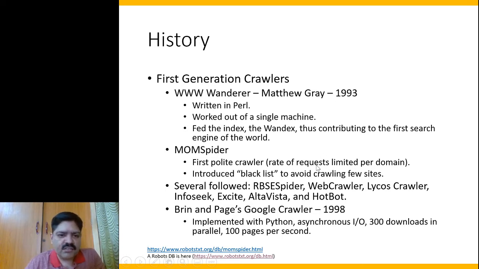So this contributed to the first search engine of the world as we know. This was in 1993. And then the MOMspider is called the first polite crawler. And then we also have RBSE Spider, WebCrawler, Lycos Crawler, InfoSeek. So these were all search engines that showed up in the late 90s. And finally, we had Google's crawler in 1998. From what we know in the published literature, this was implemented with Python, had asynchronous IO, about 300 downloads in parallel, and it could fetch 100 pages per second.